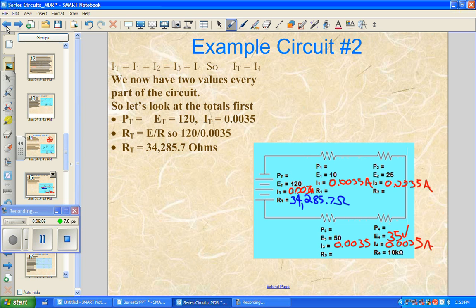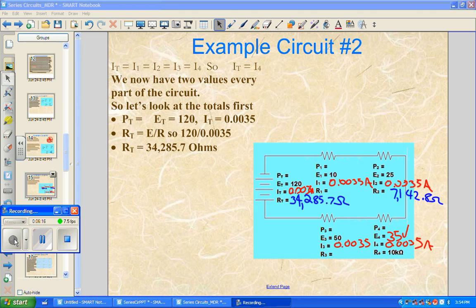But if we divide 25 by 0.0035, what will we get for resistor 2? Pull out those handy dandy TI-30X2S's. Okay, so if we divide 25 by 0.0035 amps, we get 7,142.8 ohms. And then if we divide 50 volts by 0.0035, how many ohms will we get?